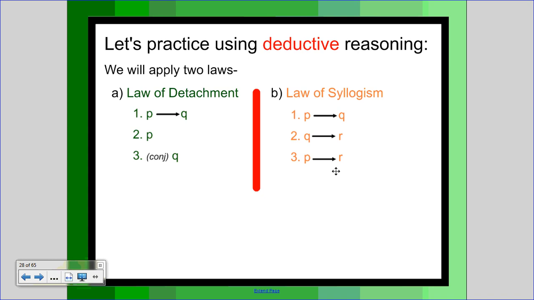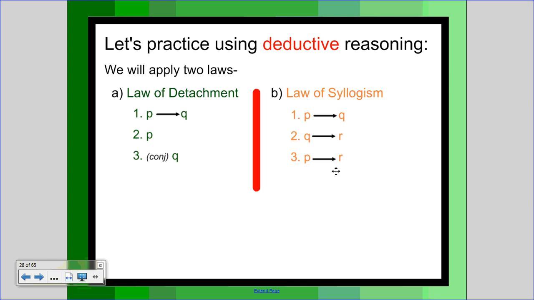However, on the opposite side, we have the law of syllogism. Again, we have three statements. The first statement will be if P, then Q. The second statement will be if Q, then R. We ran out of variables, that's why we introduced R, so don't be alarmed. When we introduce R, it's simply the fact that we're introducing some new material to the statements. So our third statement, again being our concluding statement or our conjecture, will be written in the format of if P, then R.